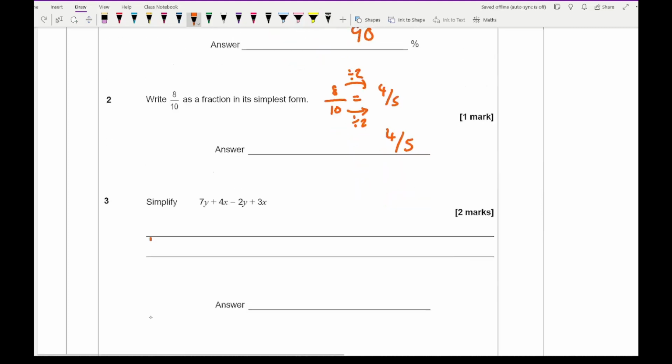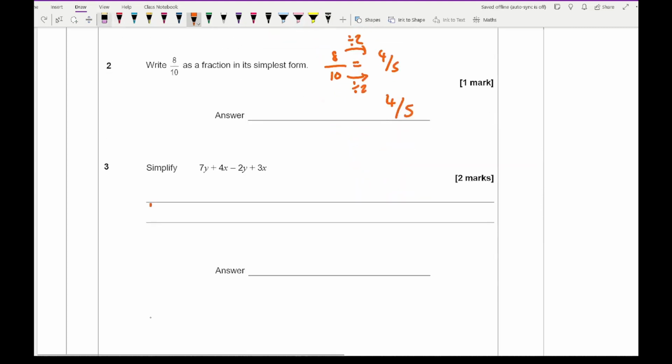Then for question 3, it's a case of collecting the like terms. So with this, all we need to do is collect the x's together. So I've got a positive 4x plus 3x, which is 7x, and then I've got 7y minus 2y, which is 5y.